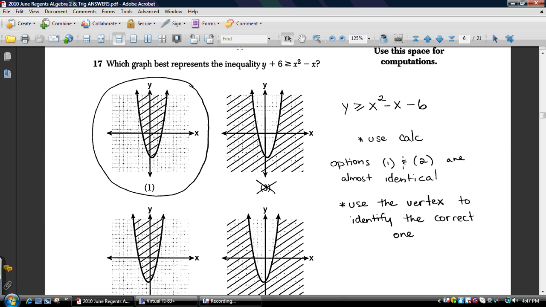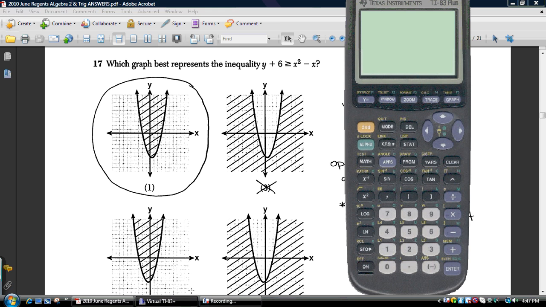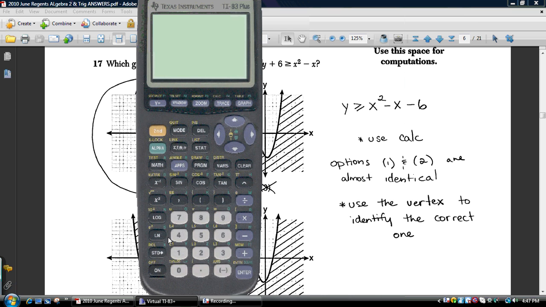Which graph represents the inequality? Use your calculator. Well, first of all, move the minus 6 over to this side. We've got to get it looking like that. And then here's what I did. Turn your calculator on. Check this out. That's my other problem. We're going to enter this in.